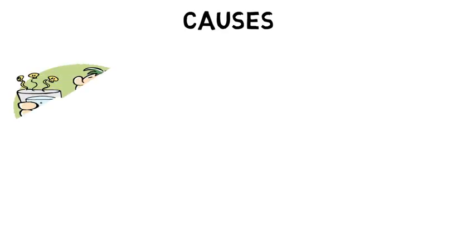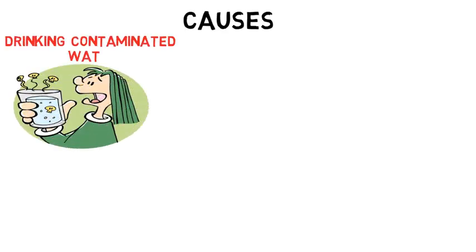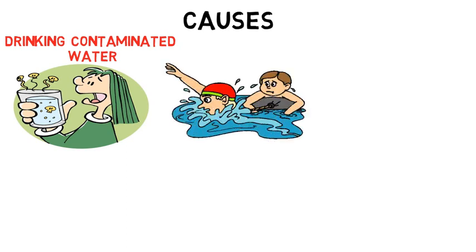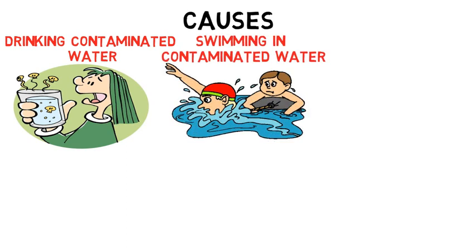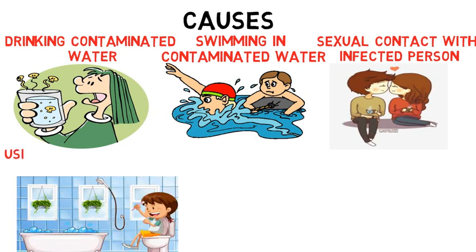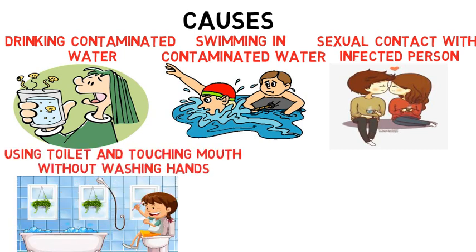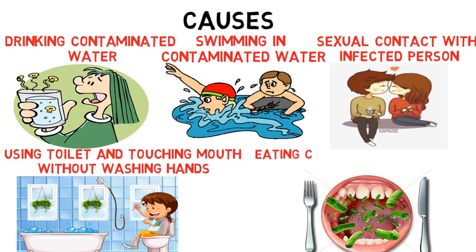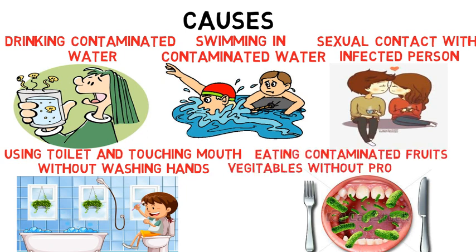Now let's see what are the causes of dysentery. Dysentery is caused by drinking contaminated water or swimming in contaminated water, sexual contact with an infected person, especially oral sex and anal sex, using a contaminated toilet and touching the mouth without washing hands, and eating contaminated fruits and vegetables without proper washing.